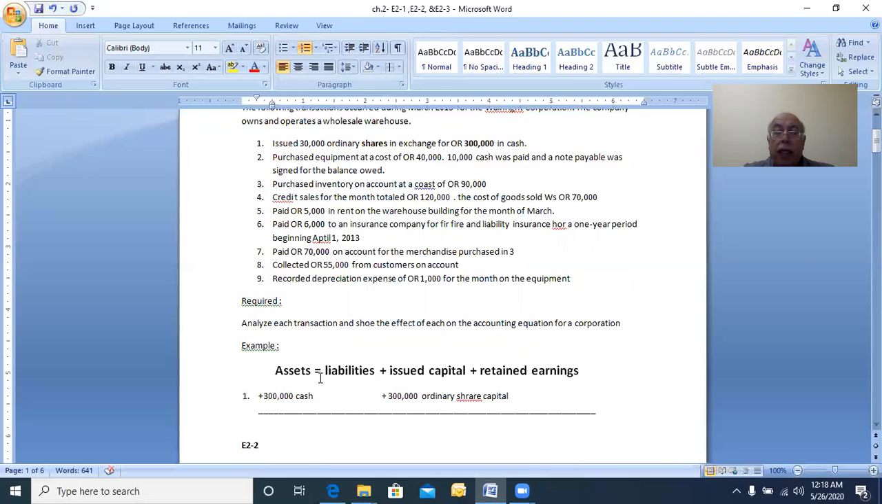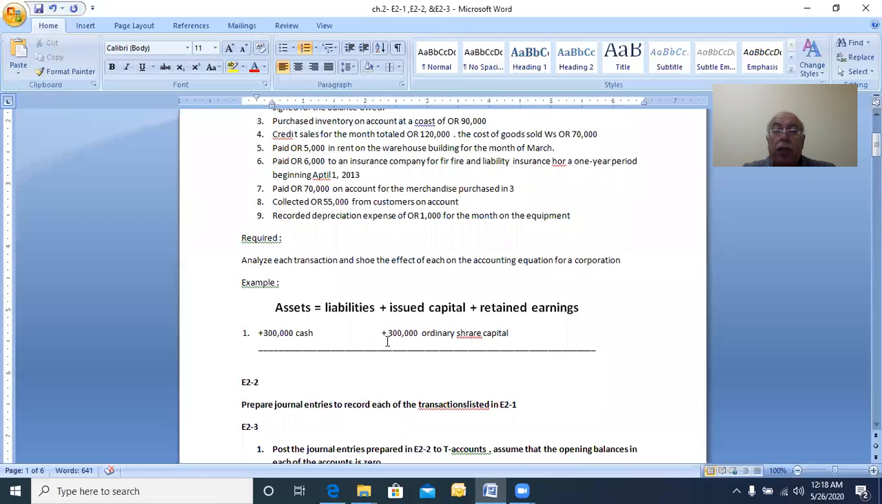You see here, assets equal liabilities plus capital. That means we receive cash of 300,000, and at the same time the capital should be the same amount, and so on. This is an example of how to analyze. We will show you how we can solve all these transactions, inshallah.